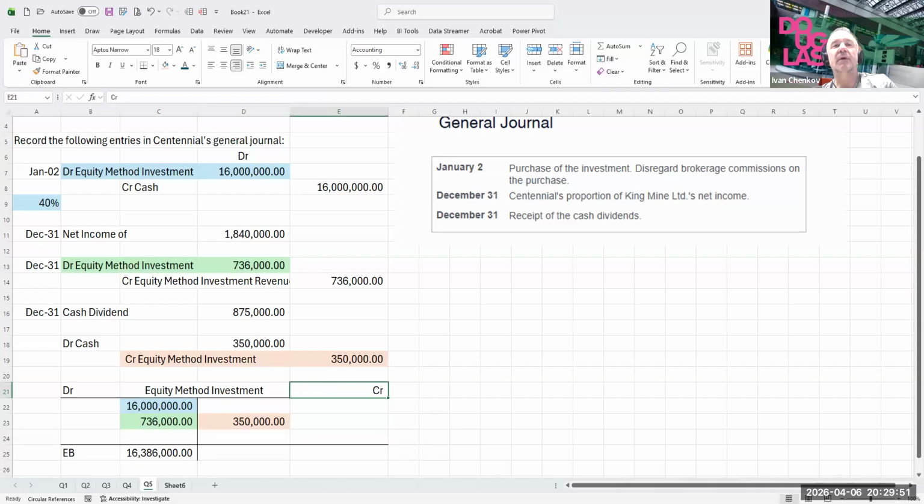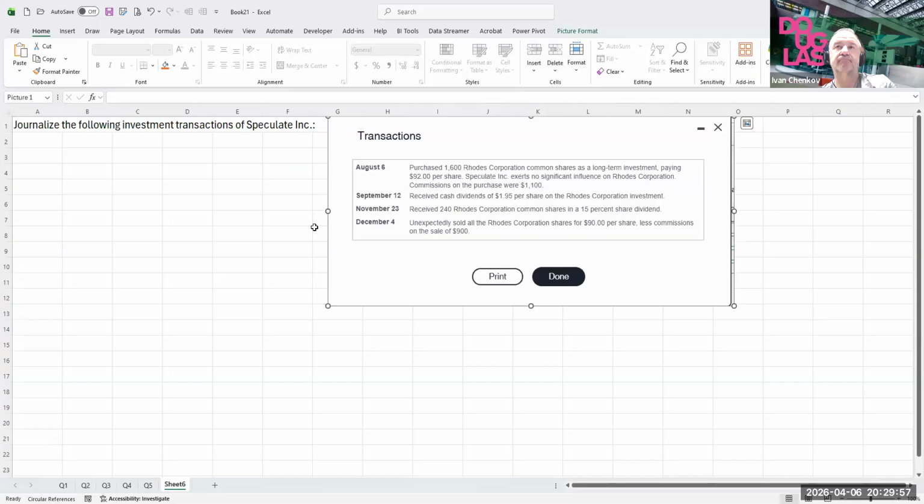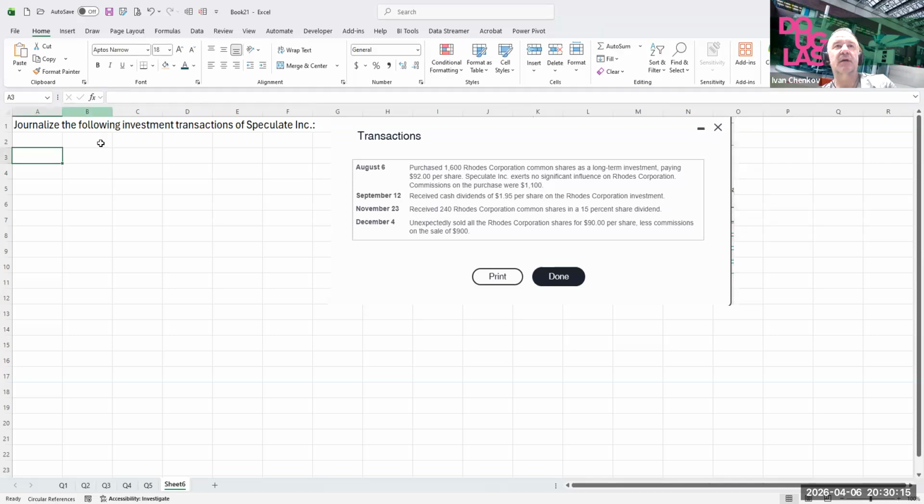And that's way better. Now we can move to question 6, where we're going to deal with common shares, purchased as a long-term investment, paying $92 per share. There is no significant influence. The corporation's commission on the purchase was $1,100. So let's go. We have to journalize the following investment transactions. First one, let's put the date August 06, and that will be a debit. We're going to purchase common shares, which is a long-term investment amount. Yes.